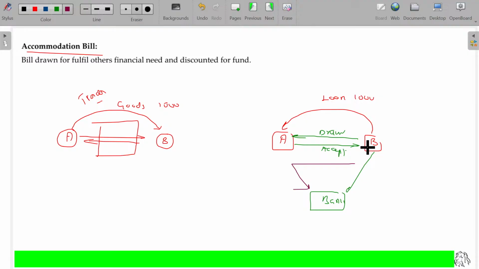1,000 rupees means, on discounting with the banker, he gets around 950 rupees. 50 rupees may be the discount. On the maturity period, B himself goes and settles the 1,000 rupees fully. This is called accommodation, accommodating the fund requirement. That's why it is called an accommodation bill.